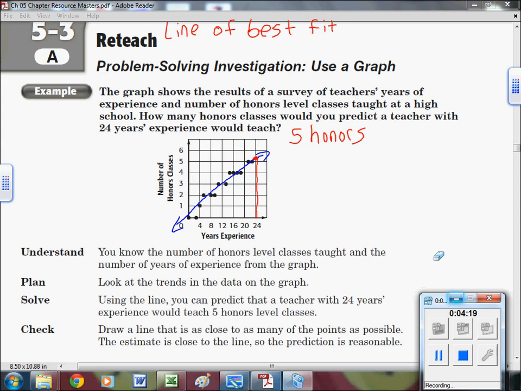Now, and it says solve. Using the line, you can predict that a teacher with 24 years of experience would teach 5 classes. Draw that line, make your prediction. That's exactly what we just did. So let's take a look at a few more examples.